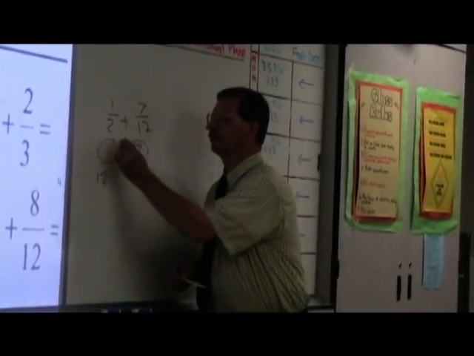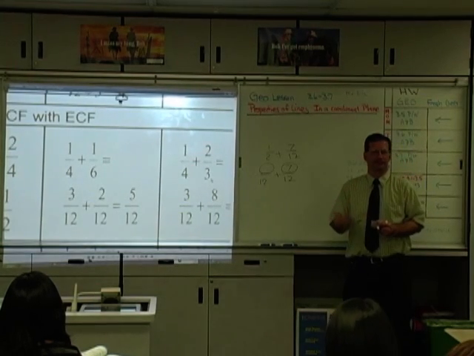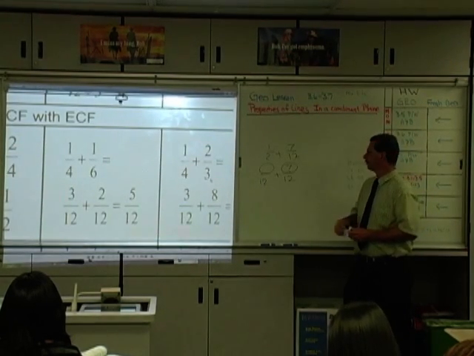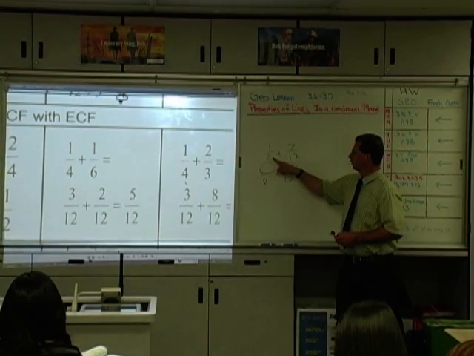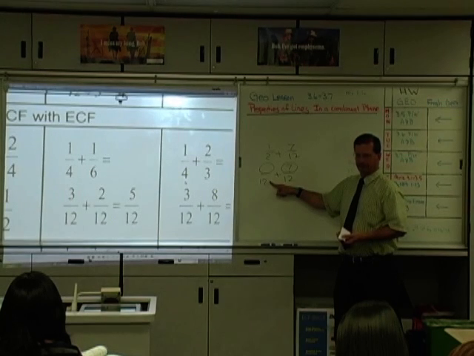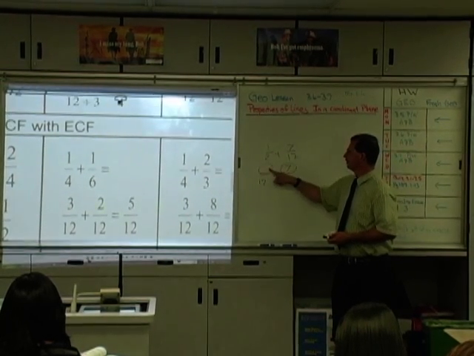Now I'll ask what number goes here? 6. Okay, now sometimes I don't get that correct answer so quickly. And so this is where I would remind the student that you look at the relationship between the denominators. How many times does 2 go into 12? 6. And so that becomes a multiplier. 2 times 6 makes 12. 1 times 6 makes 6.